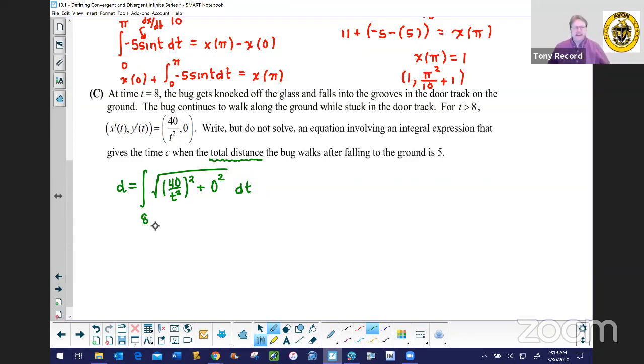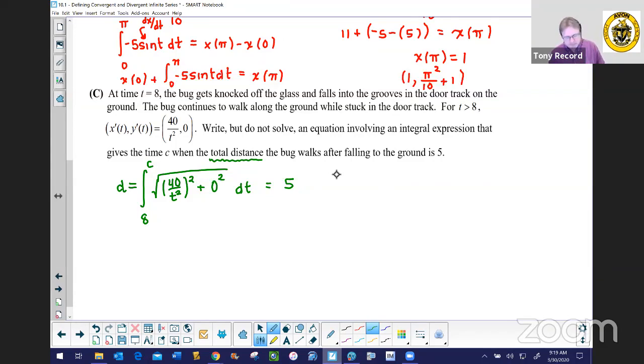The bug fell, he's kind of composing himself, however bugs would compose themselves, and he's going to decide to continue to walk. And we don't know at what time he's going to stop walking, so we call that c, but we know that this is all going to have to equal 5, right? And for all intents and purposes, that takes care of the directive of the problem.